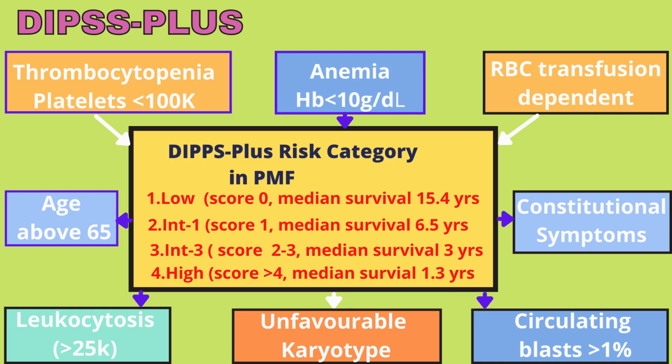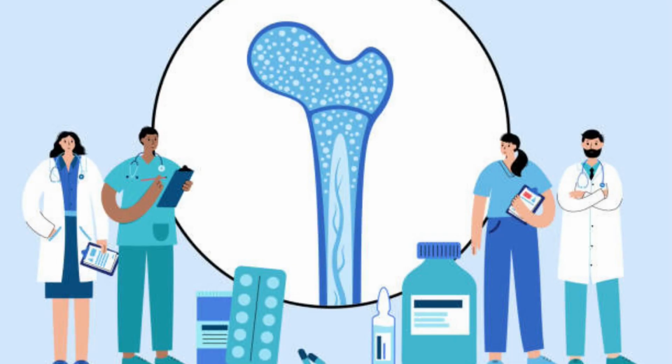For example, the low risk group consists of a score of 0 and has a median survival of about 15.4 years, and in the high risk group the score is greater than 4 and median survival is 1.3 years. Now, let's learn the treatment of primary myelofibrosis. No specific therapy exists for primary myelofibrosis.